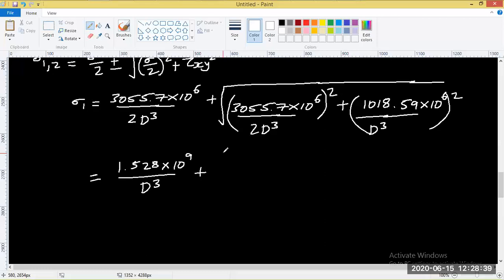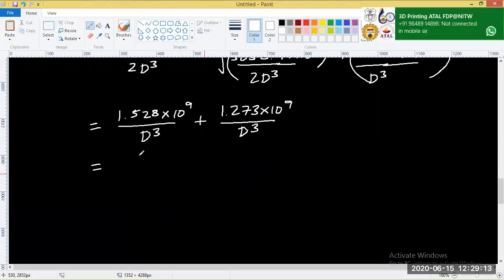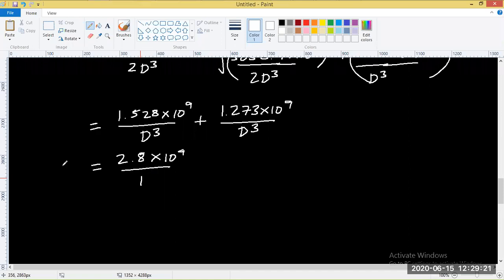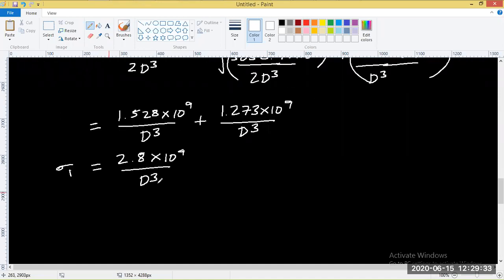Divided by 2. So I'm getting a value of 1.273 into 10 power 9 over d cube. So once I consolidate this, plus we get 1.528 E9. Get a value like 2.8 into 10 power 9 over d cube. So you can just verify. I think I did it a little bit quick in my calculator. You can verify this at your own pace, and this will be the sigma 1 value.